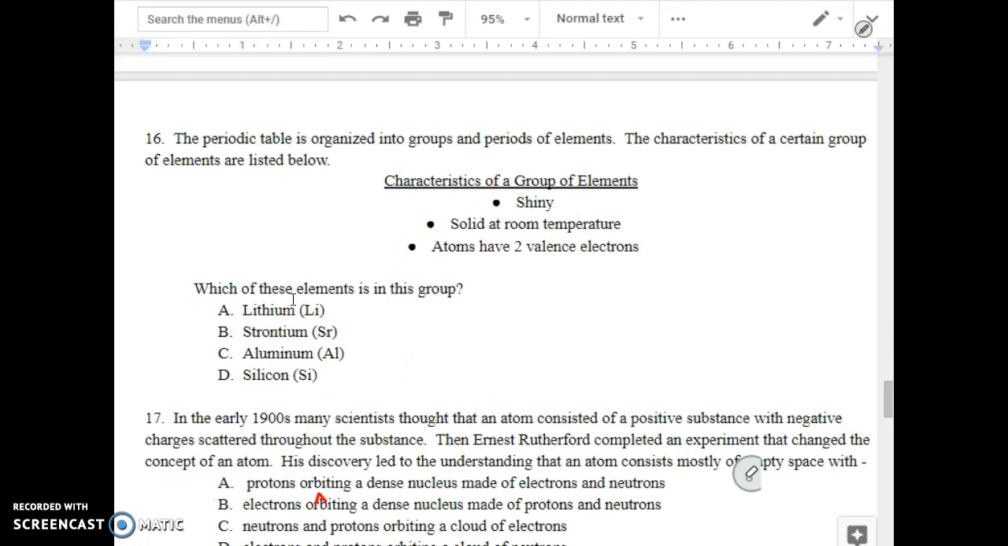The periodic table is organized into groups and periods. The characteristics of a certain group of elements are listed below. So we're looking at shiny, already thinking metal, solid at room temperature, atoms of 2 valence electrons. So that tells me that I'm in group 2. I come over here, lithium is in group 1, strontium is in group 2, aluminum is in group 13, and silicon is in group 14, so strontium is my answer.